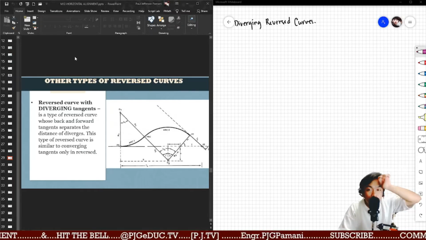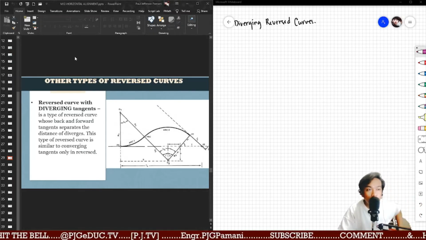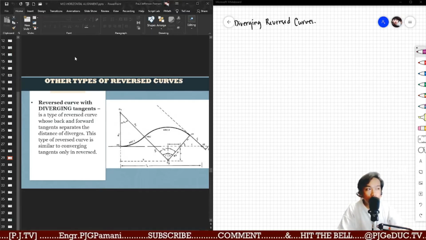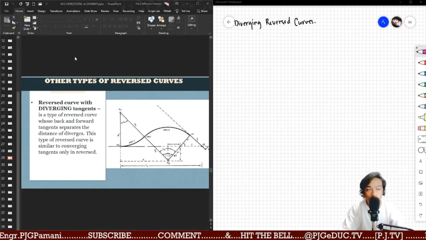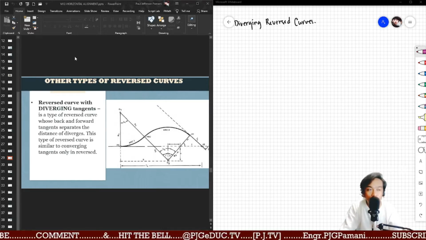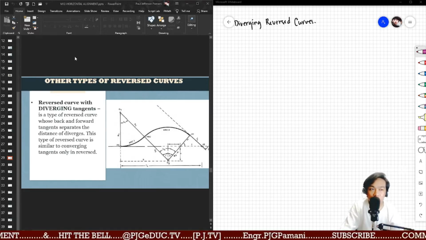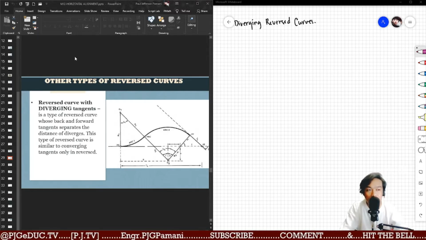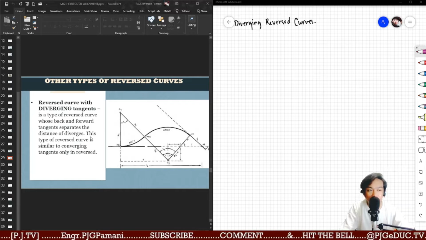Continuation, tapos na tayo sa converging of a reverse curve. This time, with the last type of a reverse curve. This is a diverging tangent. So remember again, with diverging tangent, this is now a type of reverse curve whose back and forward tangents separate the distance of diverges. Okay?